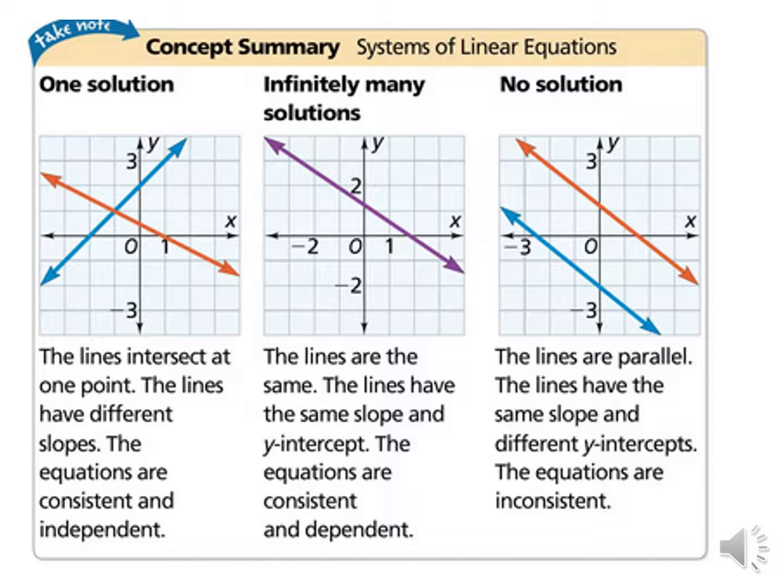Let's look at the one in the middle. Now, when you graph the two lines and they turn out to be the same line, that means there are infinitely many solutions. Every single point on that line is a solution to both. Well, because they're the same.